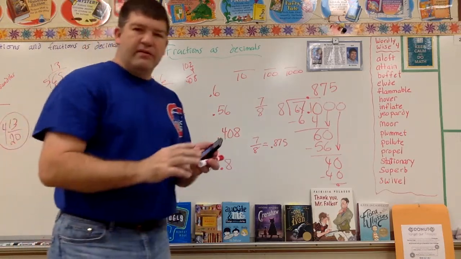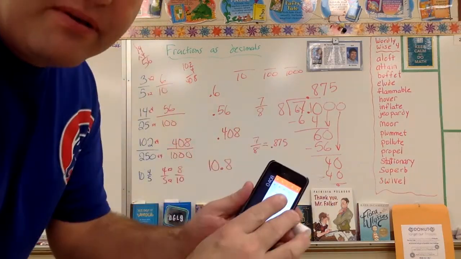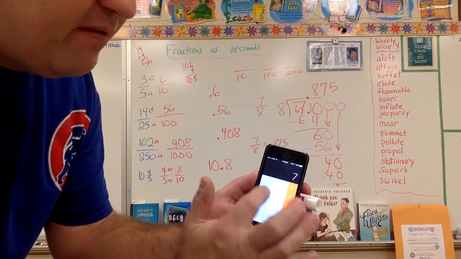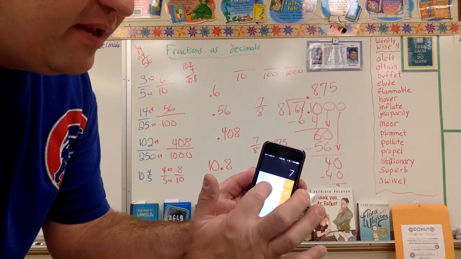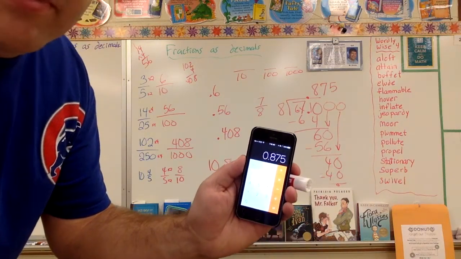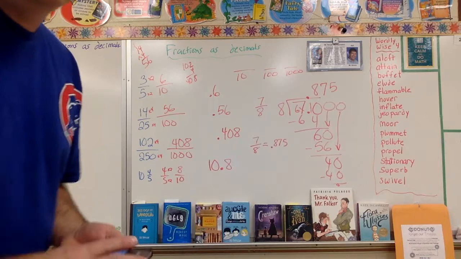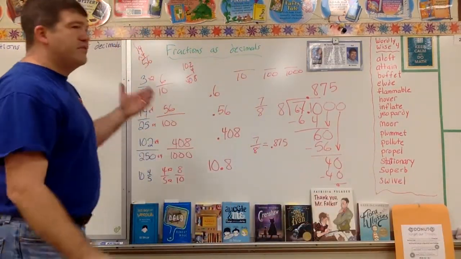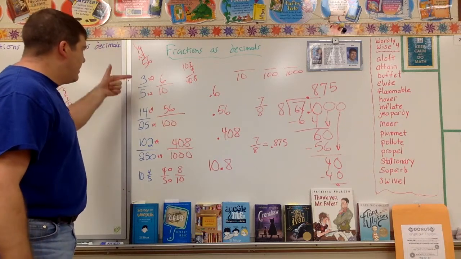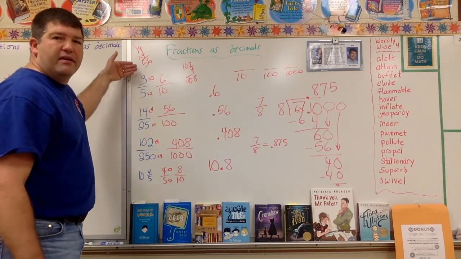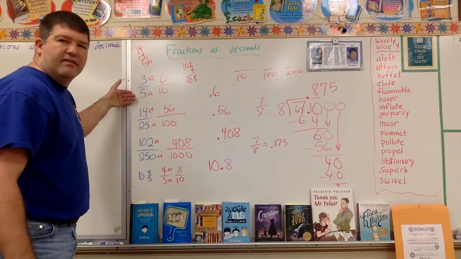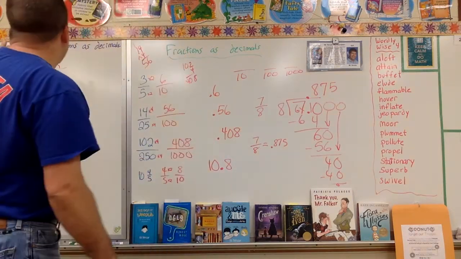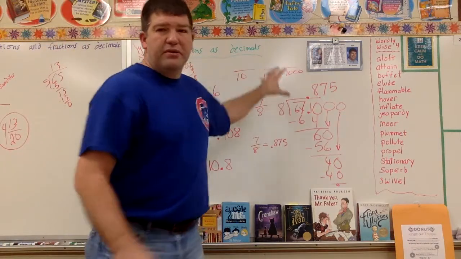102 divided by 250 equals 0.408. Okay? And then this other one, here, I'll get real close. See if you can see this. So 7 divided by 8 equals 0.875. Okay? So on a calculator, the way to get a fraction to a decimal is you just do it. You do 3 divided by 5. You kind of read it down. This divided by this. And you'll get your decimal. Okay? So that is how you change a fraction to a decimal.